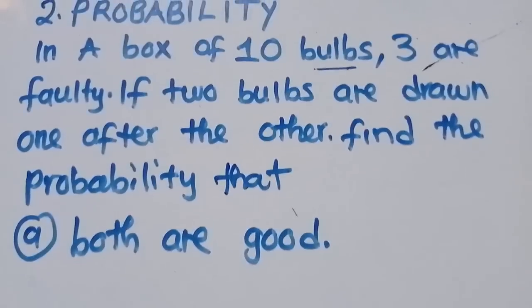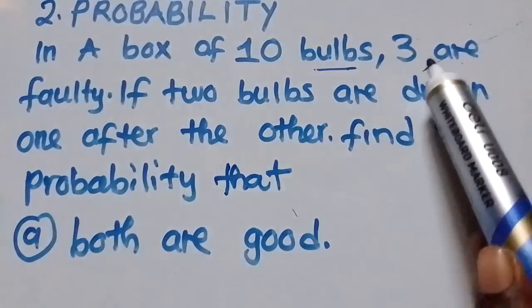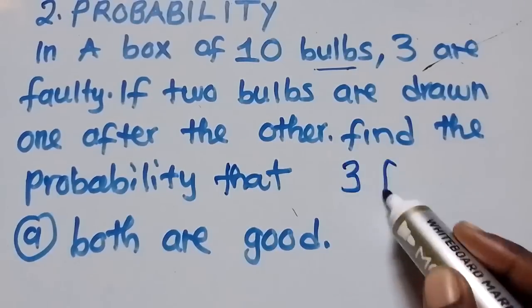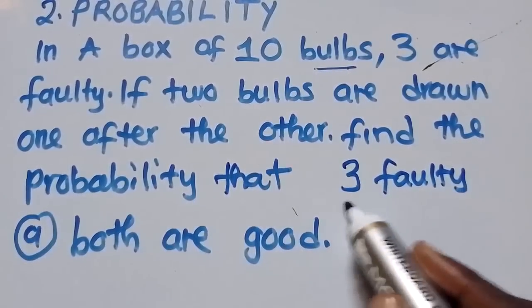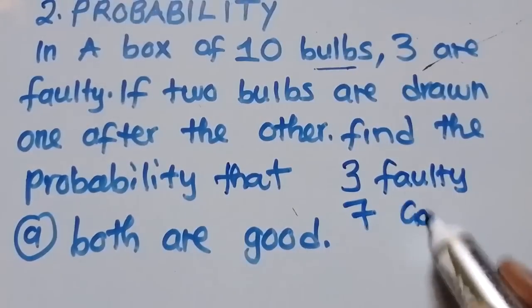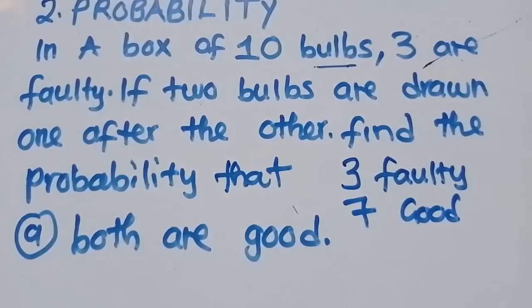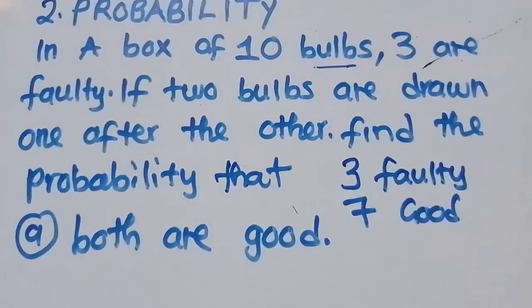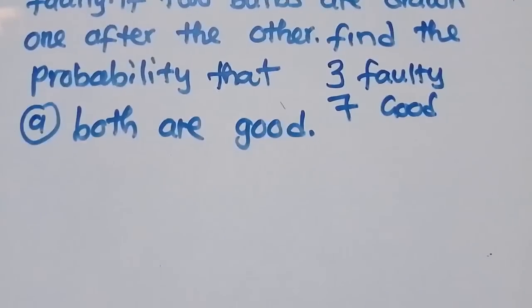The question is saying a box of 10 bulbs. If 3 are faulty, so from the 10 we've got 3 which are faulty, which are not in good condition, which means how many are in good condition? 7 are good. Such that if we add these two, then we are going to get 10. So if 3 are faulty, then the 7 are good. This is what we need to know and understand.